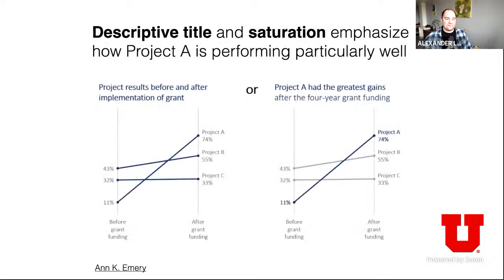Here we have project results before and after implementation of a grant on the left, and then on the right we have: Project A had the greatest gains after the 4-year grant funding. Again, using contrast and reframing of the title to drive home the key point that you can read from the chart.